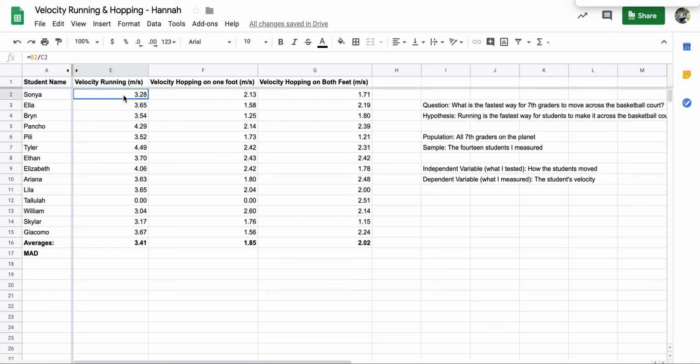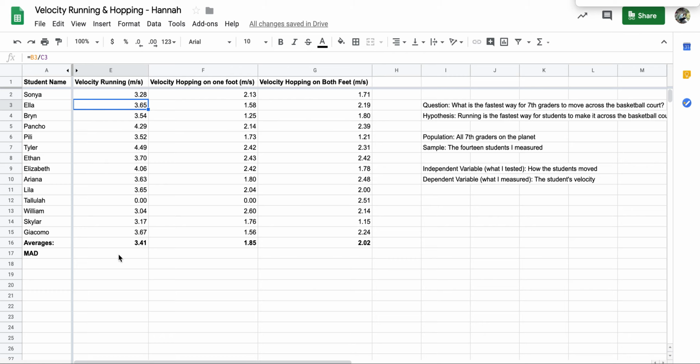So how far is, say, my first trial, 3.28, from my average, 3.41? Well, that's about 0.13 away. How far is my second trial, 3.65, from my average, 3.41? Well, that's about 0.24 away. And I could figure out all of those deviations and then average them, and I would have the mean, the average, of my deviations. So that's called the mean absolute deviation.